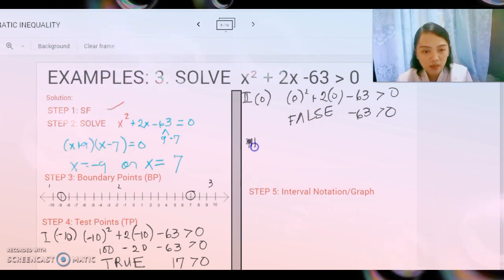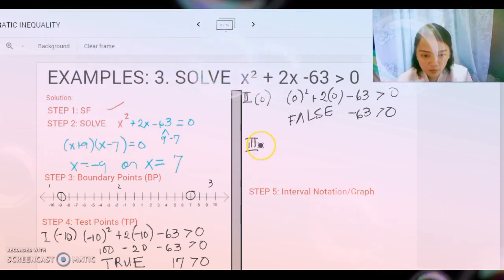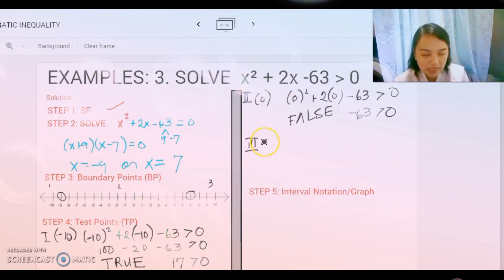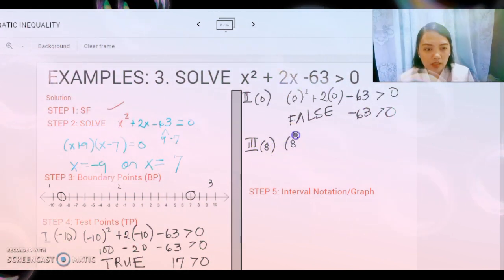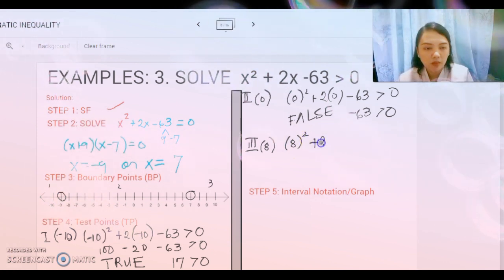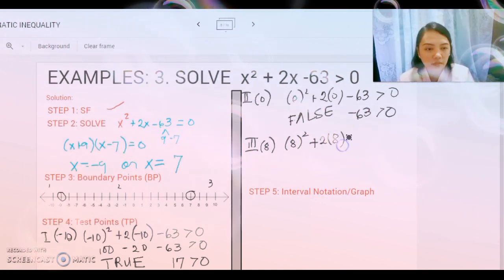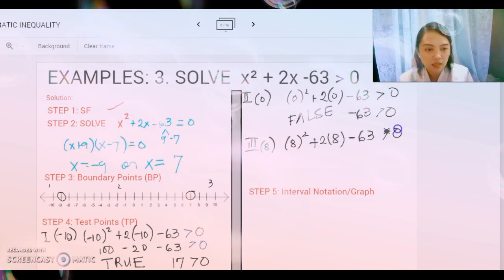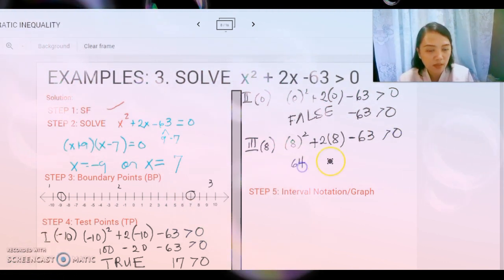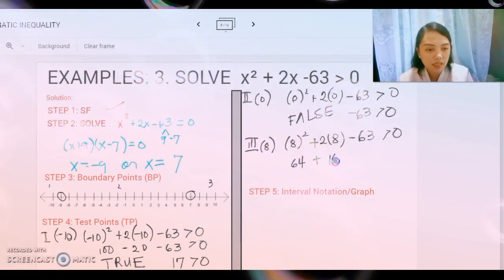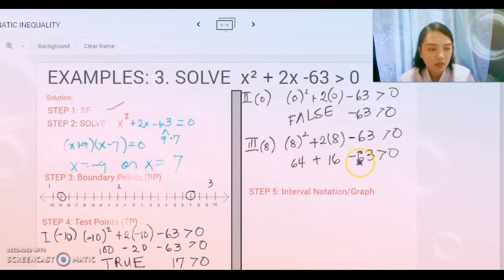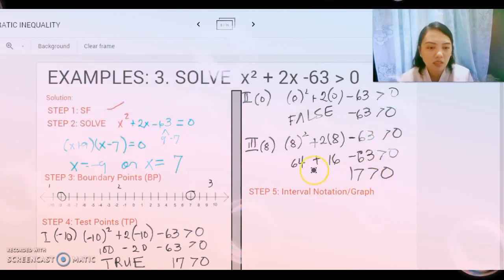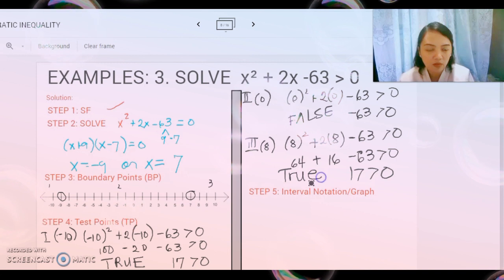So, region 3 na tayo. Anong piliin natin? Gamitin natin yung 8, kasi yun ang pinakamaliit, diba? So, 8 squared plus 2 times 8 minus 63 is greater than 0. 8 squared is 64, tama? Plus, ito ay 16 minus 63. 64 minus 63 is 1. 1 plus 16, 17 ito. So, 17 is greater than 0, which is true.